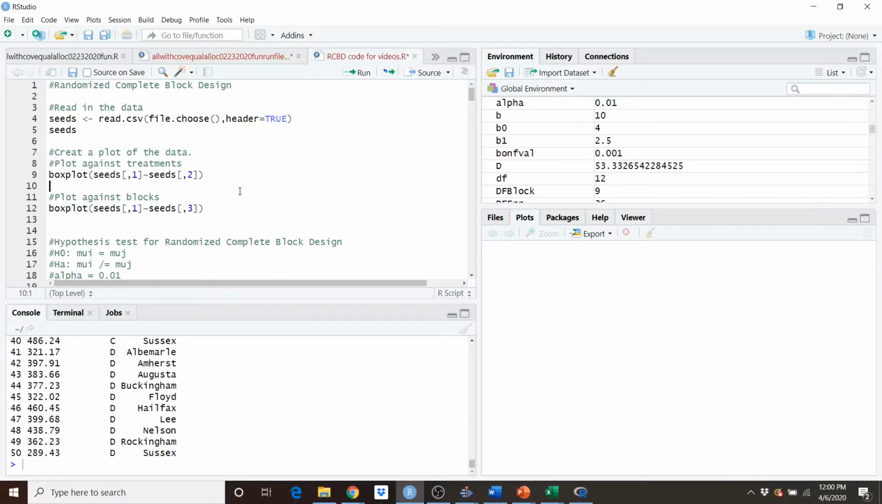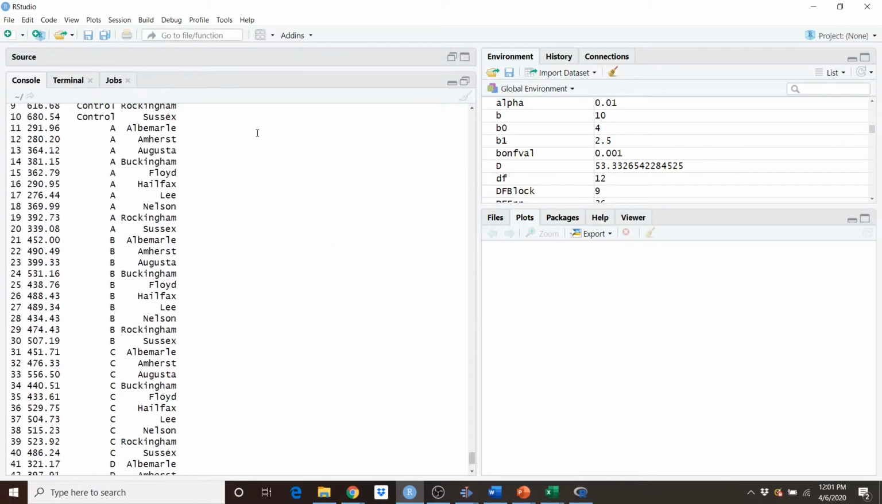And welcome back to our series on ANOVA. Today we're going to talk about doing a randomized complete block design in R. Now, the data we're going to use is the seeds data, which is available online, and I'll put a link up to this at the end of the video. Now, I've read my seeds data in, and this is what it looks like.